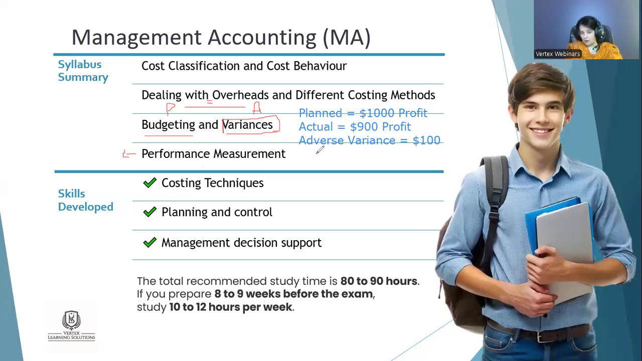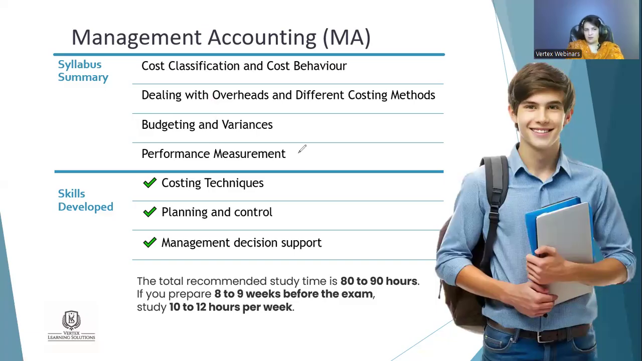On the other hand, with the cheaper quality material, the labor is not working efficiently just because of that material. It requires more time, more effort, and there's a lot of wastage because of the cheaper quality. There are a lot of things that you are going to study in this syllabus of management accounting, paper MA. Performance measurement is a very important one that you are going to study at the end of this syllabus. Okay.